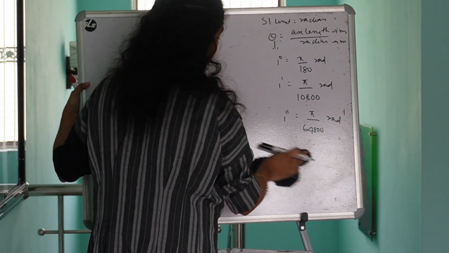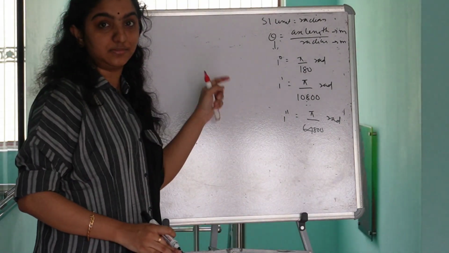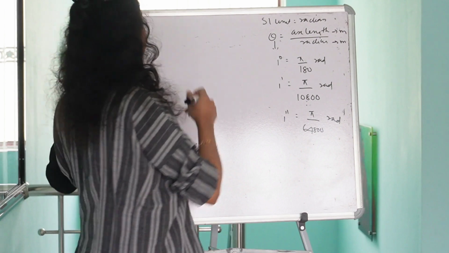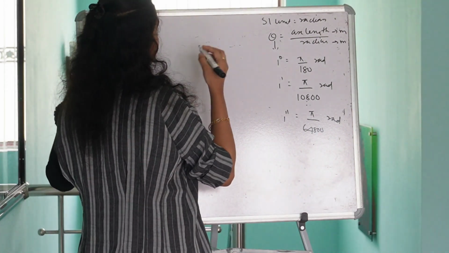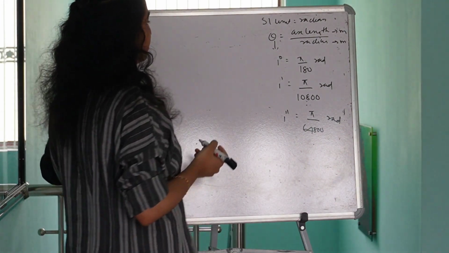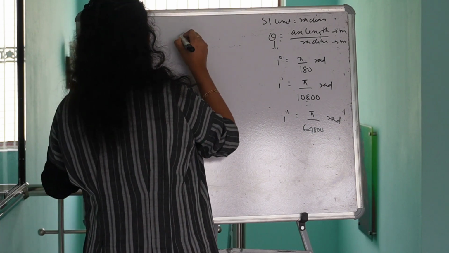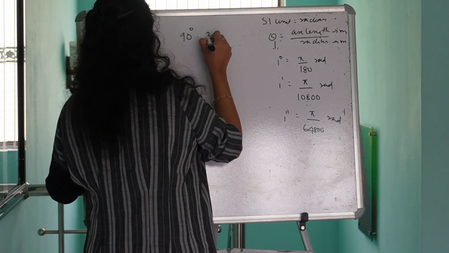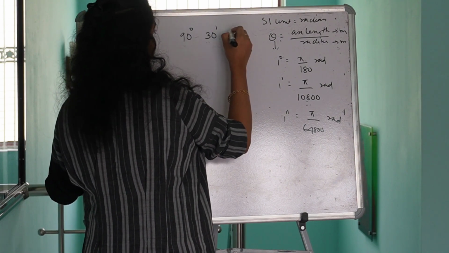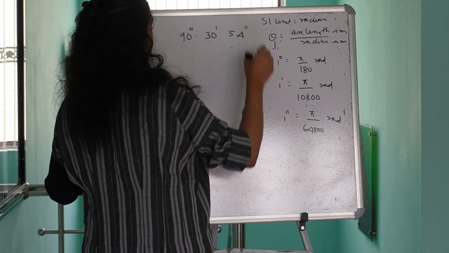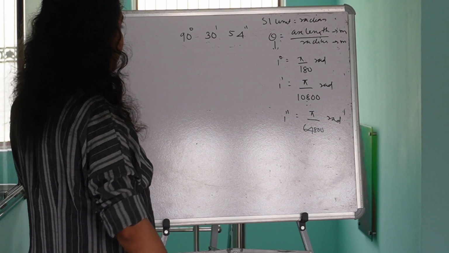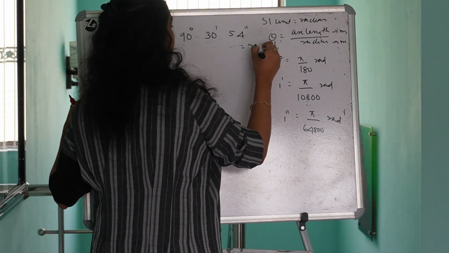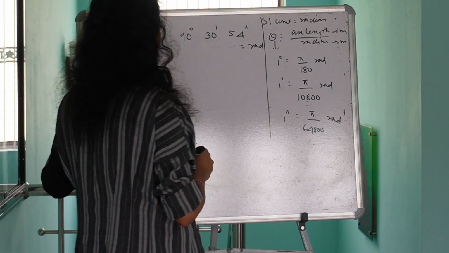Among these two methods, the first method which we discussed now is comparatively easier. Yes, comparatively easier. So say for example, 90 degree, 30 minutes, 54 seconds. 90 degree, 30 minutes and 54 seconds, and we have to find the particular value in radian.